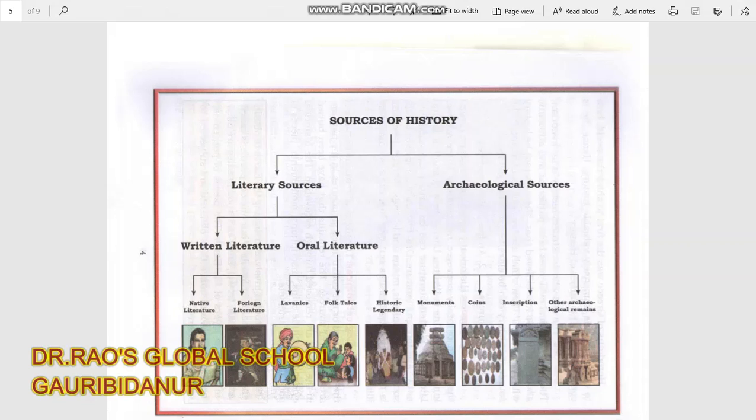Now, just observe these sources of history, children. Observe this chart: literary sources, archaeological sources. In literary sources, you see written literature, oral literature. In written literature, you observe native literature, foreign literature. In oral, folk songs, folk tales, historic legends. And in archaeological sources, you observe monuments, coins, inscriptions, and other archaeological remains. Now, children, please draw this chart and send it back to me.